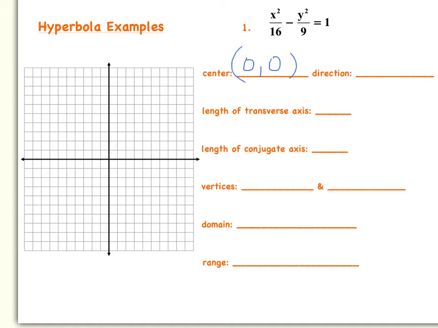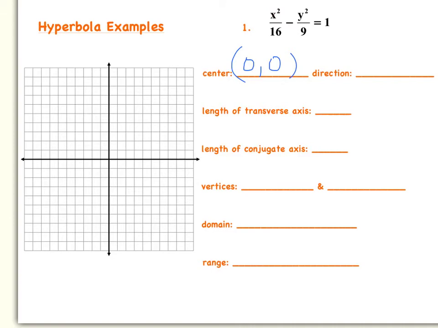Now how do you determine the direction? This is a little different than how you would determine the direction of an ellipse. With hyperbolas, the direction is based on the positive fraction in your equation. So if we look at our example, it is x squared divided by 16 that is the positive fraction. Now, x squared represents domain, so that means it would open left and right.